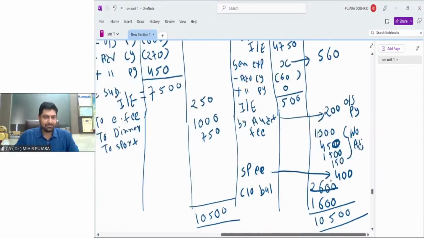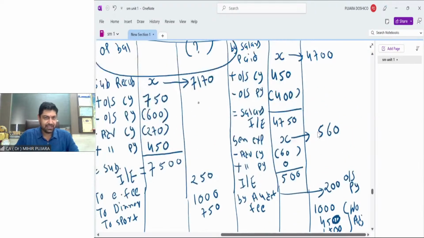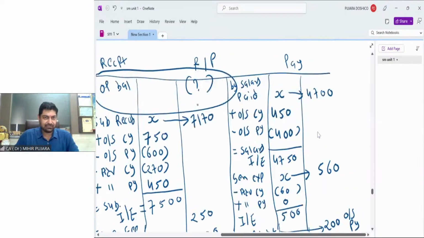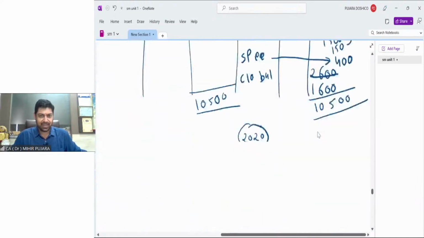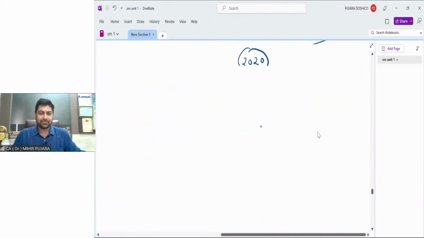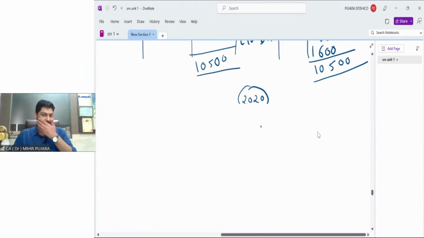10500. And from this 10500, you have to minus 250, 1000, 750 and 7170. Okay, so this balancing figure is 1390. This 1390 will be transferred to the opening balance sheet.